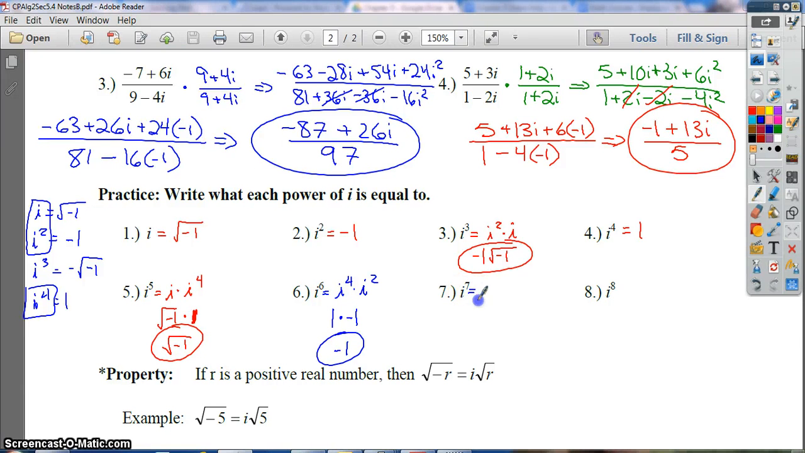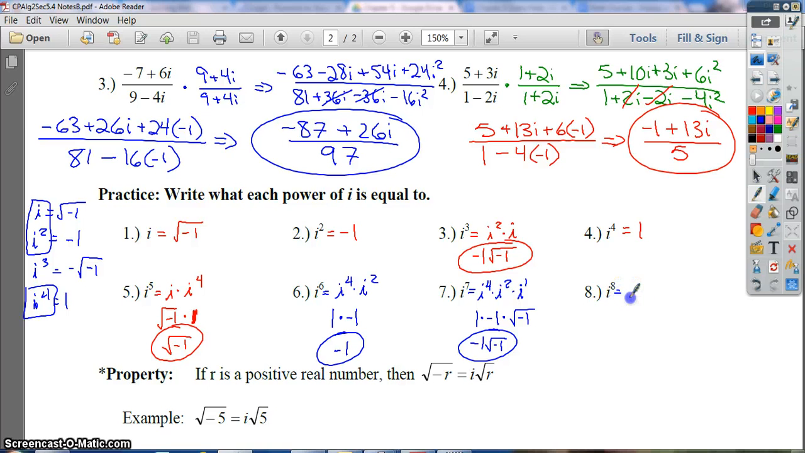So when I look at this one, I'm going to go i to the 4th times i squared times i. 4 plus 2 plus 1 gives me that 7 in my exponent. So I know i to the 4th is 1 times negative 1 times the square root of negative 1, which is just negative 1 root negative. Okay? Or you could have done i to the 4th times i cubed. That would work as well.